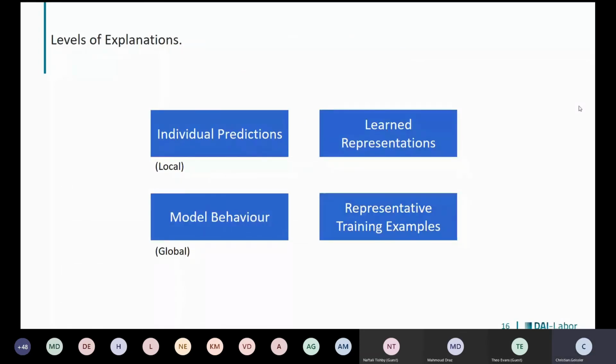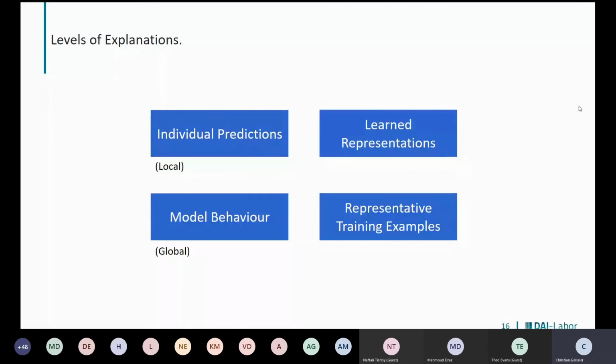We have different levels of explanations. First, individual predictions, also called local explanations. These are typically explanations of when a model gets one example, one instance, and predicts something, and it explains why this prediction happens in this way, or on which features. Then we have an explanation of the model behavior. That's a global explanation, not focusing on one specific instance, but trying to explain the whole behavior of the model.